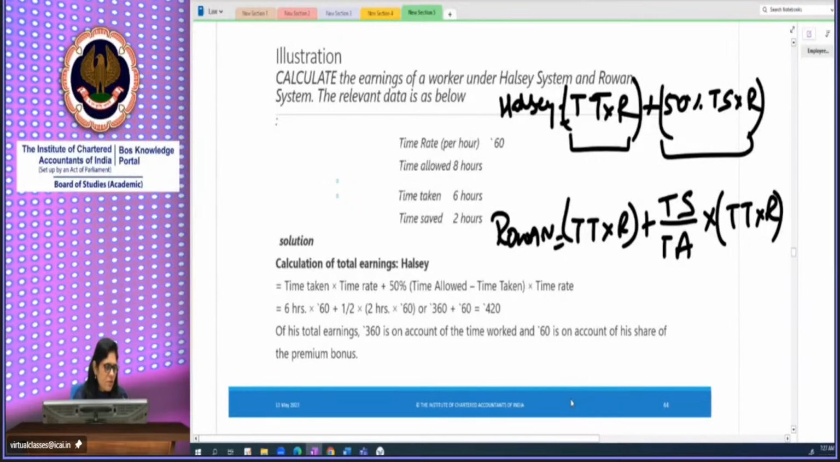14560 is the labor cost. There are solutions already; you can check later on. Bonus, yes, bonus is part of employee cost.